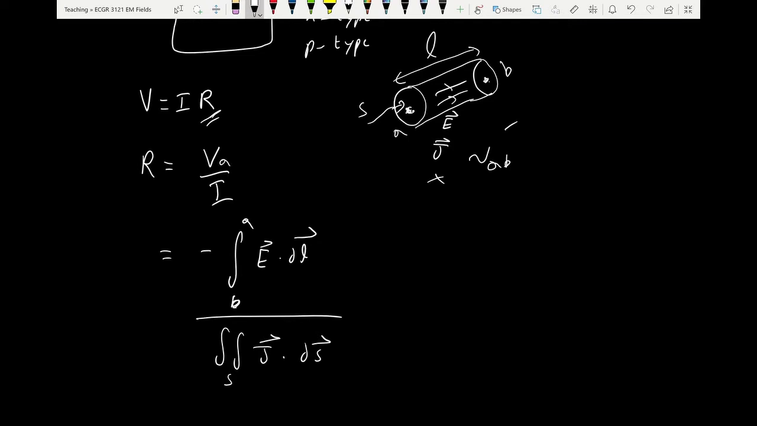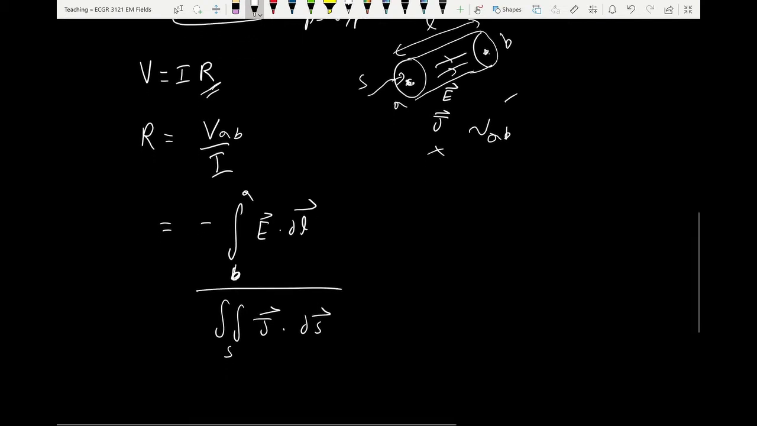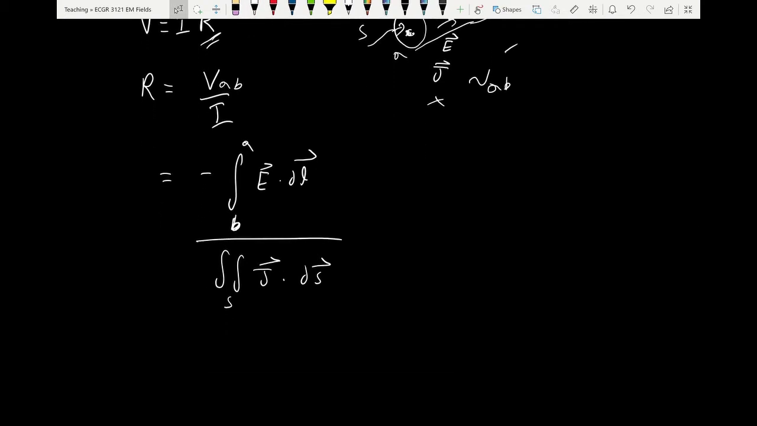If I have VAB, this makes sense. VAB is the voltage that I get if I start at B and move to A. So the end point is the first parameter, and the start point is the second parameter. So I'm going from B and ending at A. Either way, we should get a positive value here because the resistance is positive, right?